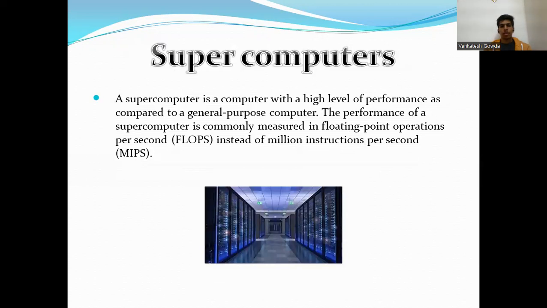Next is a supercomputer. A supercomputer is a computer with a high level of performance as compared to a general purpose computer. The performance of a supercomputer is commonly measured in floating point operations per second, FLOPS, instead of million instructions per second, MIPS. So here you can see how a supercomputer looks. As the name itself indicates, it is super, which means it has a high level of performance, high speed, and high capacity of work.